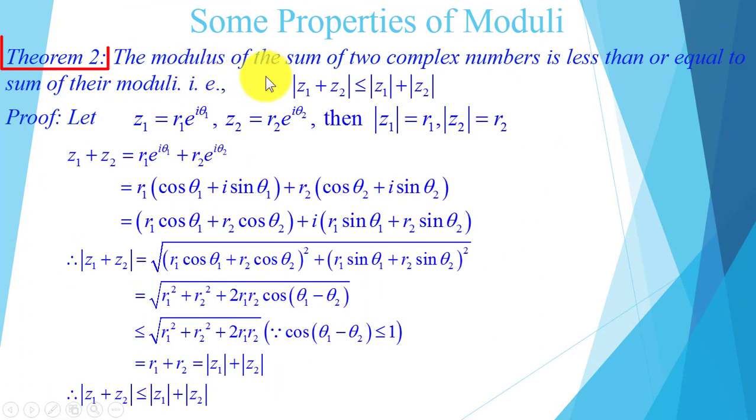The modulus of the sum of two complex numbers is less than or equal to the sum of their moduli, that is, modulus of z1 plus z2 is less than or equal to modulus z1 plus modulus z2. Proof.